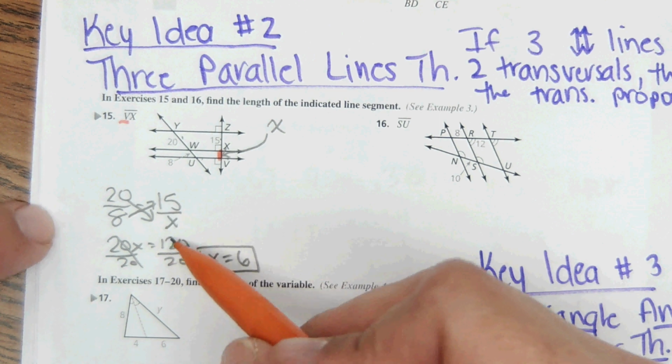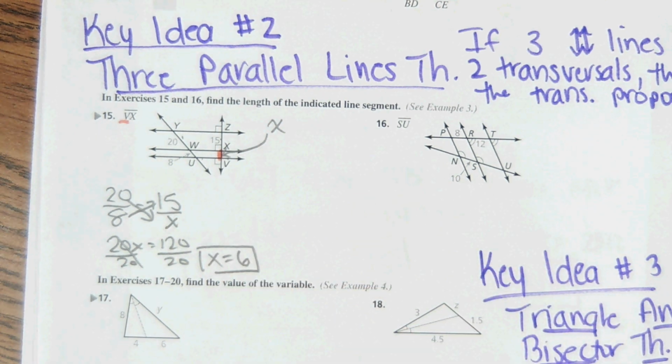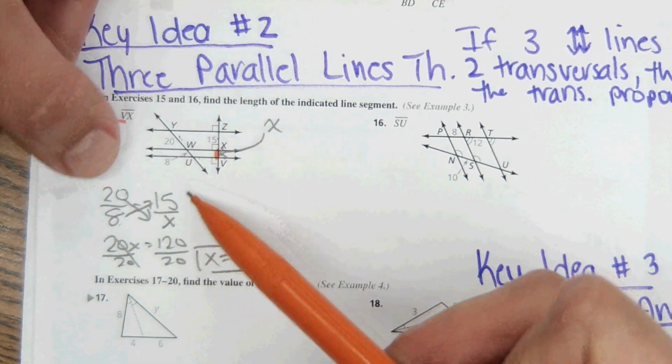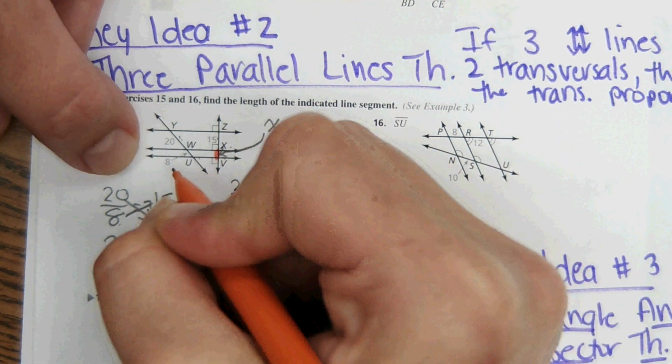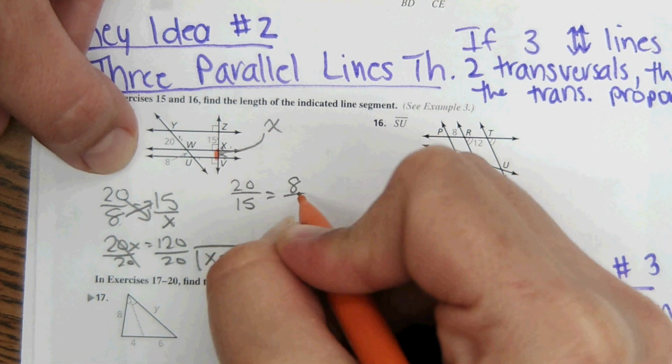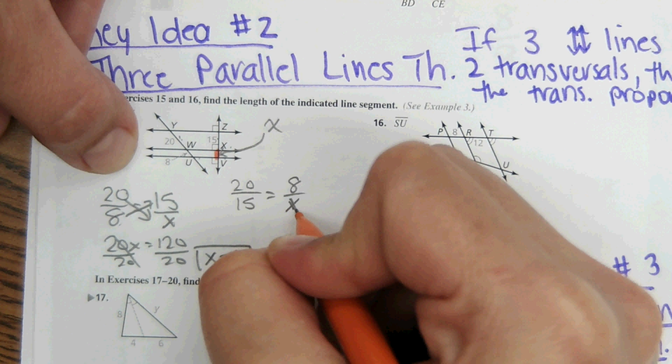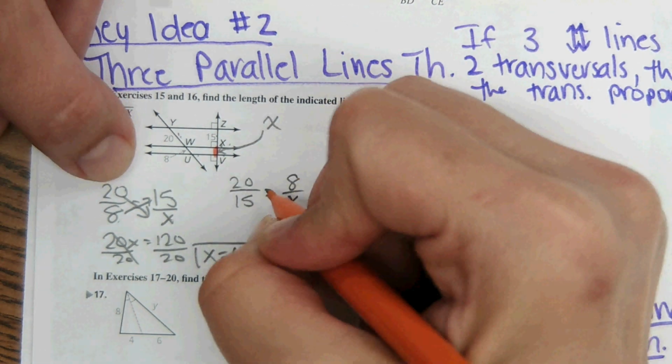With these proportions, there's different ways that you could set this up and it would still come out accurately. You just have to be consistent. If you're doing top to bottom, you have to do top to bottom over here. You could also do left to right. You could do, okay, 20 over 15 equals 8 over x. And I'm going to show you how it literally comes out to the same thing.